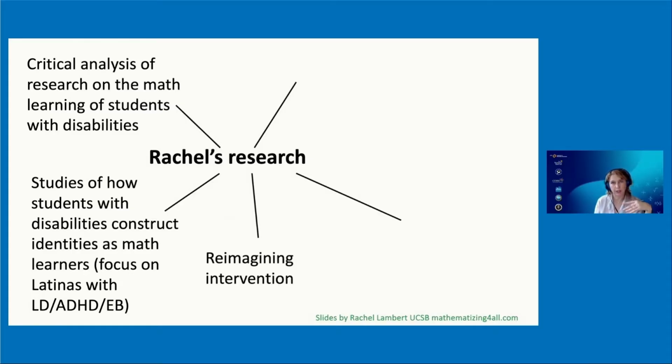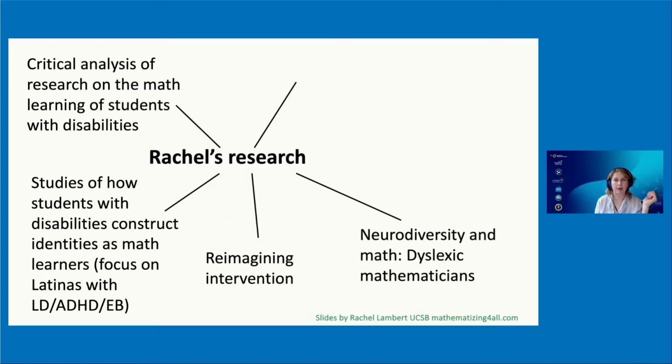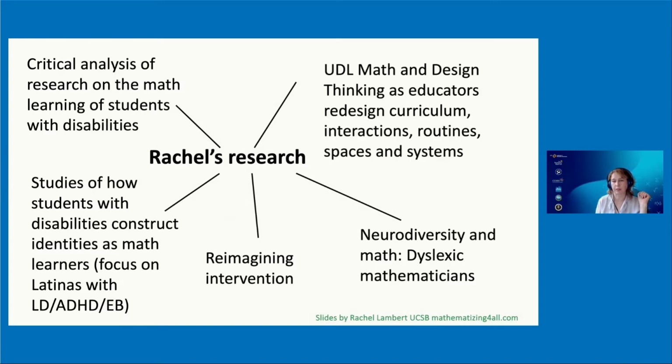I have a project, particularly since the pandemic, on reimagining intervention. Our current work is on games. And I'll tell you a little bit about this project today, which is about neurodiversity in math, and it's a study with and about dyslexic mathematicians. And then the last area that's the focus for today is UDL Math, which takes design thinking and mathematics and UDL and smushes it together into a way to make classroom instruction more accessible and engaging.